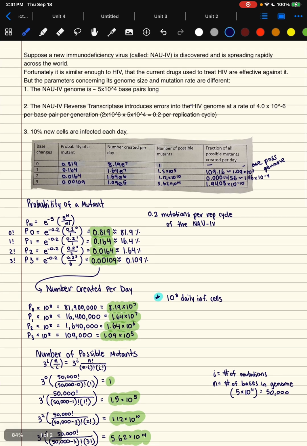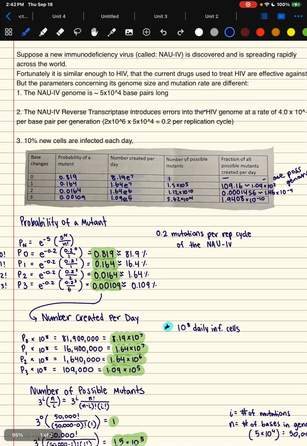Suppose a new immunodeficiency virus called NAUIV is discovered and is spreading rapidly across the world. Fortunately, it is similar enough to HIV that the current drugs used to treat HIV are effective against it, but the parameters concerning its genome size and mutation rate are different. This is all the information we're given to help us solve these, and we're given this table to fill, which I took a picture of and put in here. These are all the values I solved for.